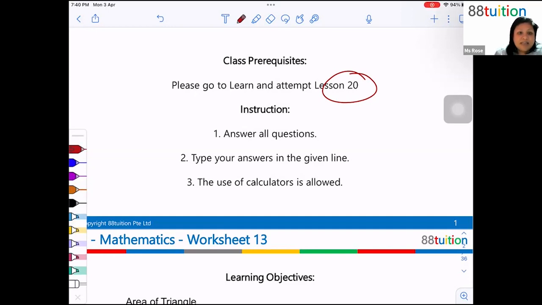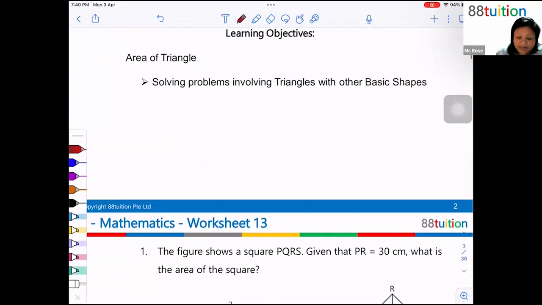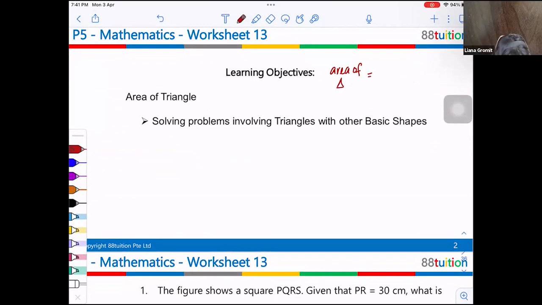All right. Now, when we talk about area of triangles, can anyone tell me what's the formula to find the area of a triangle? Anyone? How do you find area of triangle? Yes, Liana? Half times length times breadth.